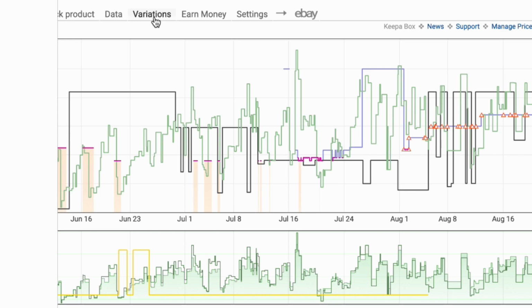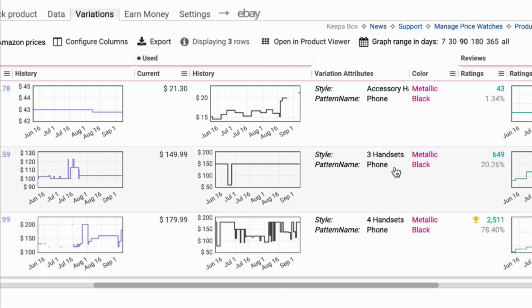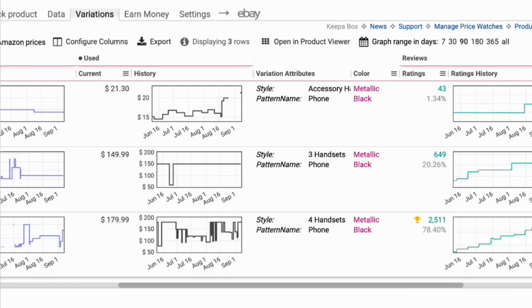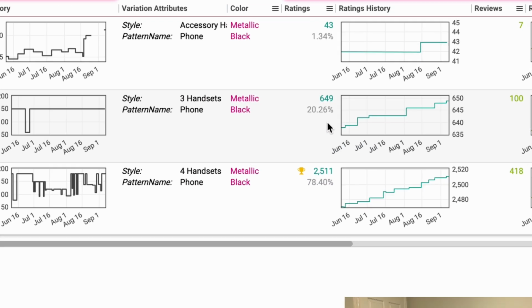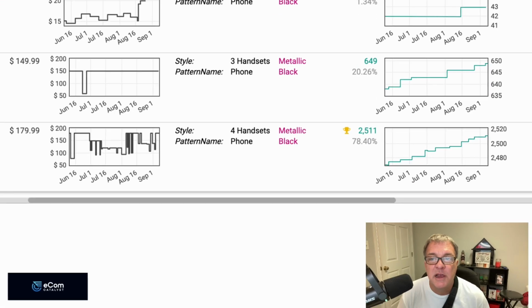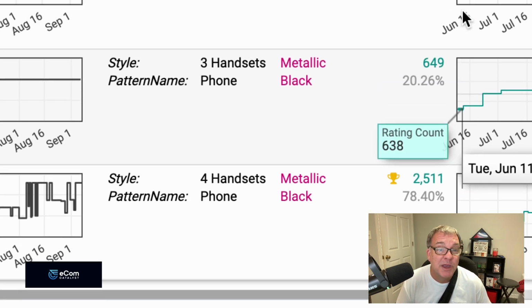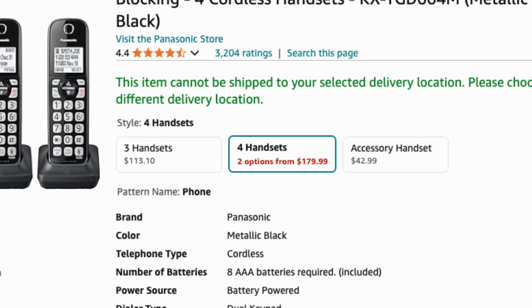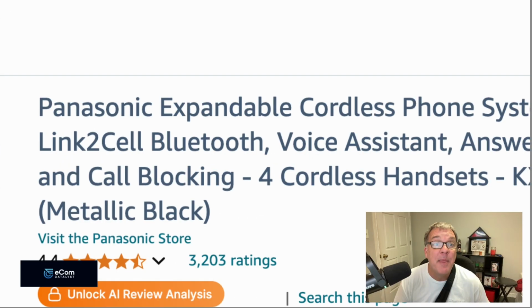So I come here to Keepa and I click on variations and it loads the chart. And then I scroll over to the different variations. There's the accessory, then there's the 3-handset and the 4-handset. And as you can see very clearly, the 4-handset has the trophy. It has 2,511 ratings compared to 649 for the 3-handsets and only 43 ratings for the accessory. So it's very clear that this is the variation that people are buying. The 4-handset variation is the one that's popular. So because Keepa already told me that and took the mystery out of it, I knew that the 4-handset variation is exactly the one that I wanted to buy. And that's how I bought this.